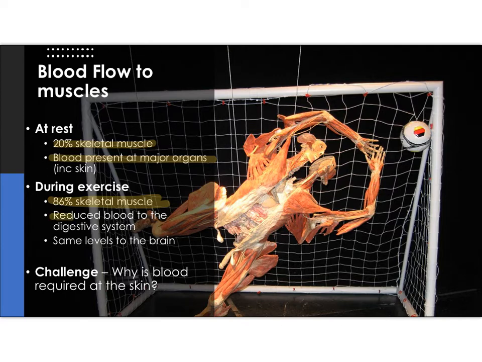When we start to exercise, we've mentioned it, we reduce the blood to the digestive system because it isn't critical for the blood to be in the digestive system, so it will go to these working muscles instead. The same levels will be at the brain to allow the person to function.